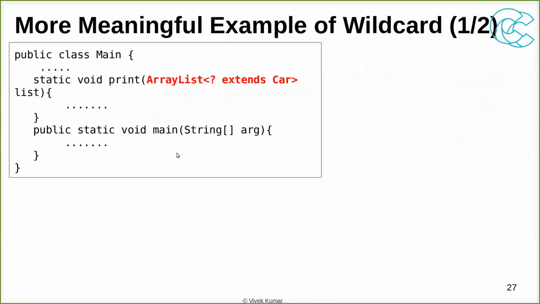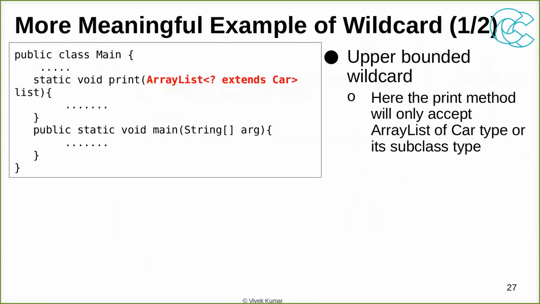The first variation is that you can have the extends keyword. This particular wildcard can extend car. That means there is an upper bound, right? Every type that is getting passed here should definitely extend car or be one of its subclasses. So in that sense, there is an upper bound in terms of the type hierarchy.